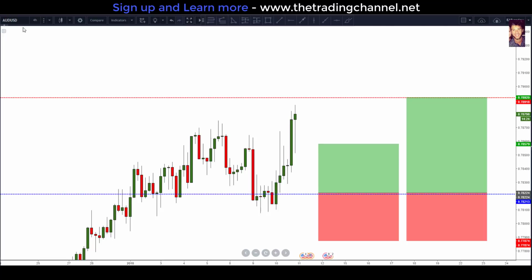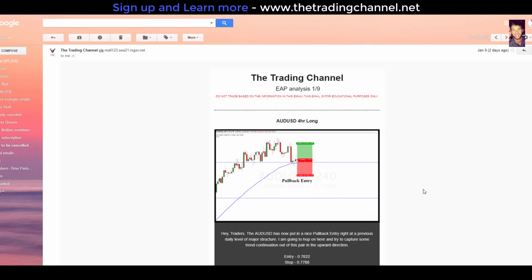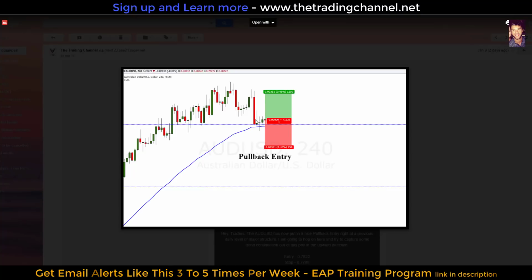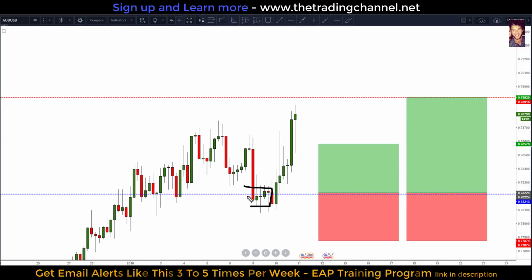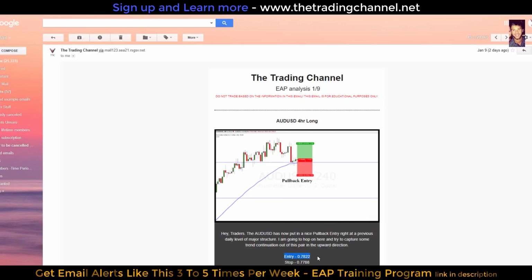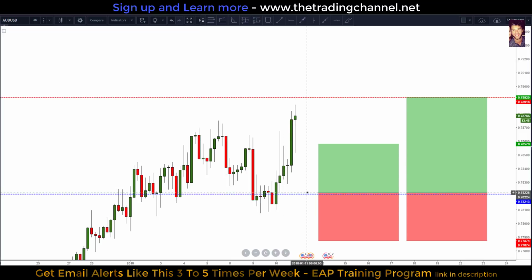So what I'm going to do is go over to that email analysis. Here's that email analysis, and this was sent out to all EAP Training members, pointing out the fact that we had an entry here on this Aussie dollar 4-hour chart. And if I zoom in on the picture, you can see that the area we are in there is right here. And you can also see that we have our entry set at 0.7822. This email analysis was sent out on January the 9th. So if we go back over to the chart, as you can see right there at our entry, 0.7822. I'll go ahead and circle that.